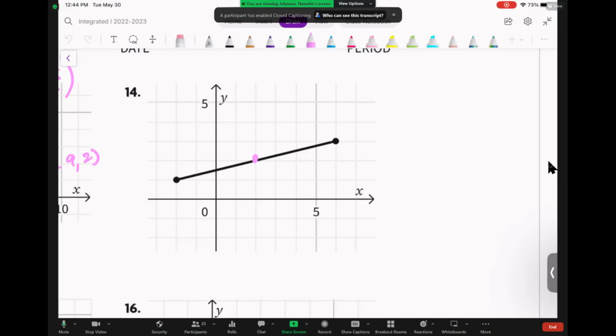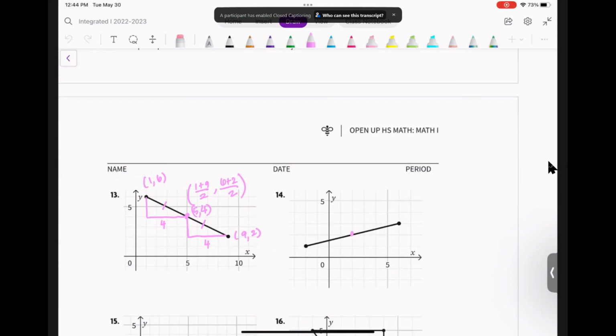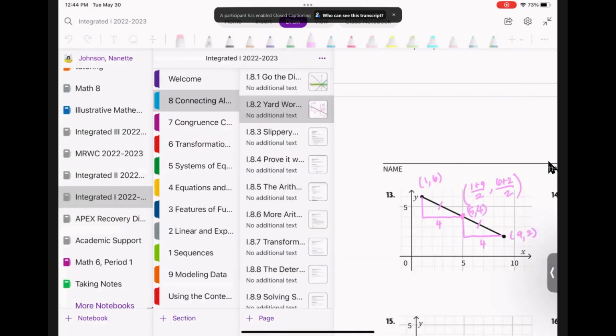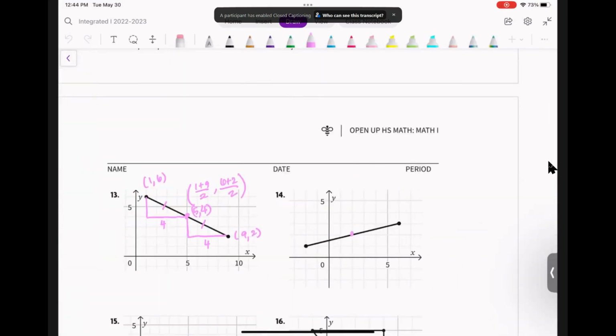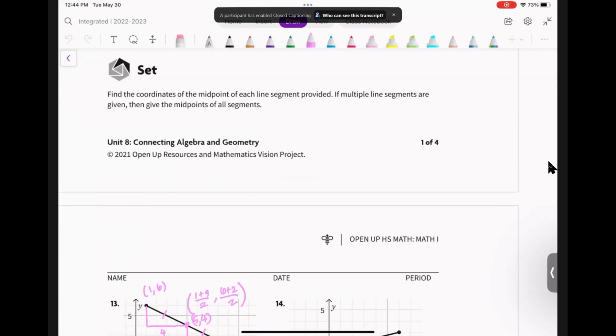Okay, so for the directions for this problem, it's 8 point, I don't even know. Oh, 8.2. Haha. I know. 8.2, Ready, Set, Go, number 14, and it says find the coordinates of the midpoint for each line segment. If multiple line segments are given, then give the midpoints of all the segments.